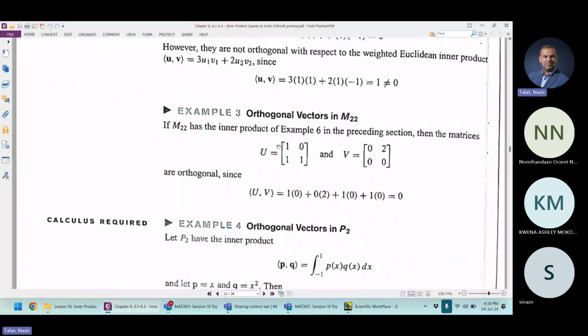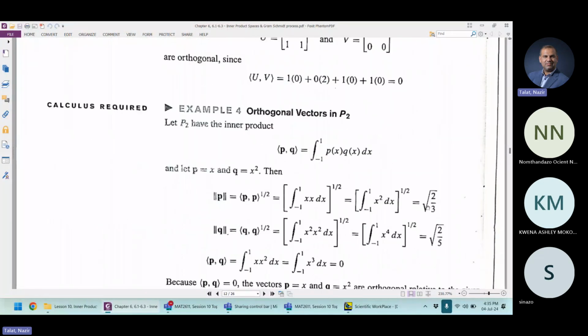Similarly, we can take the inner product as in example number 6 from the previous section, where U and V are two matrices. One can check that these two matrices are orthogonal to each other. How? If you take their inner product, just the trace of their multiplication, the answer becomes 0. It means the inner product of the two matrices is 0. Hence these two matrices are orthogonal to each other.